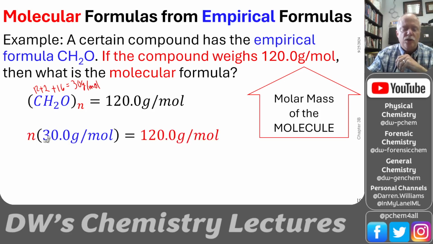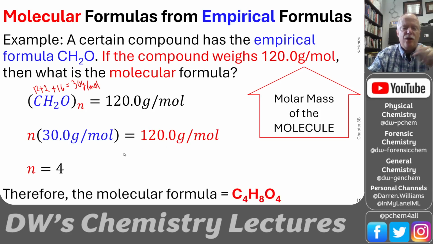So some multiple of 30 grams per mole will give us 120. So we can divide 120 by 30, and we can see that N equals 4, because 30 will go into 120 four times. So now we know the molecular formula is C4H8O4, because that's CH2O times 4. So I have 4 carbons, 8 hydrogens, and 4 oxygens. But without that molar mass, we can't know what the molecular formula is. We could only know the empirical formula.